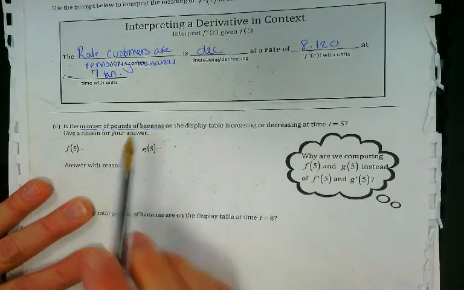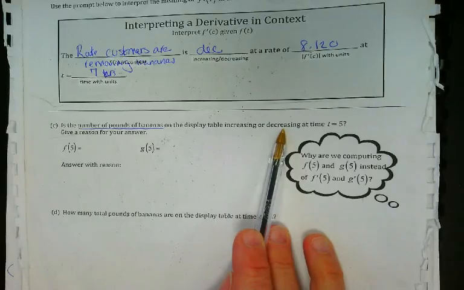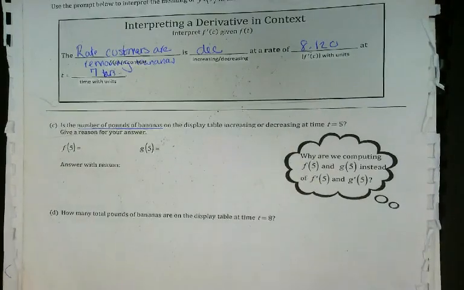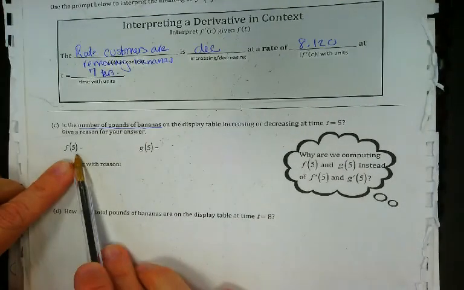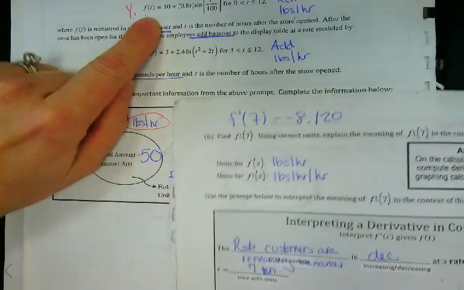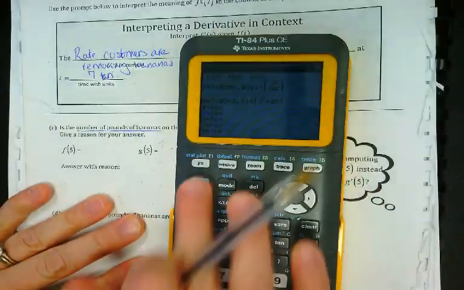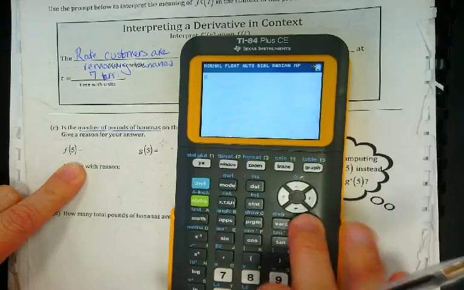Okay, so let's think about this. I want to know if the number of bananas is increasing or decreasing. So what I would want to compare is the rate that they are being put on and the rate that they are being taken off. I want to compare the rates, basically. So I want to find f of 5 and g of 5. I'm just going to make a note: my f was in y1 and my g is in y2. So on my home screen, I just want to find y1 of 5.